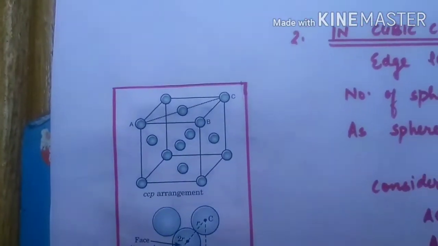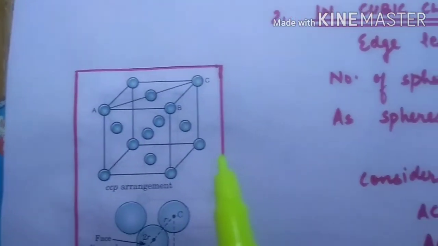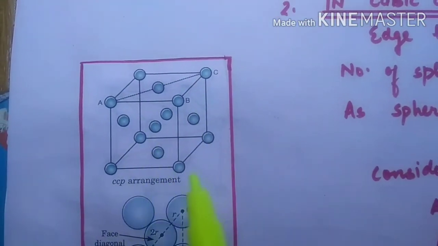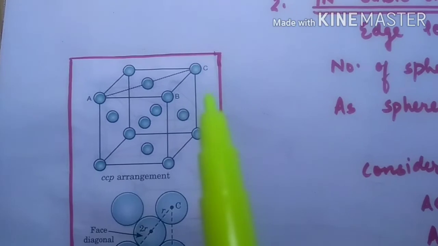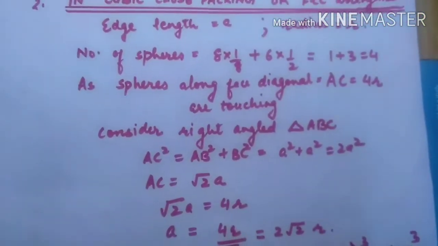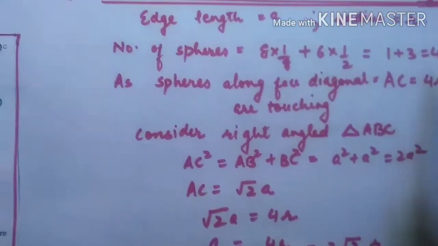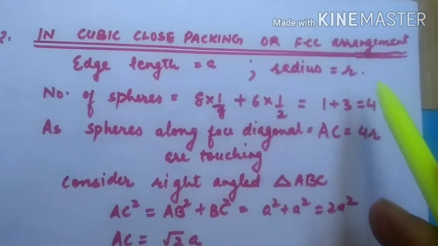Now in cubic close packing, or FCC arrangement, we will again assume the edge length of the unit cell to be a and the radius of the sphere to be r. In a face-centered cubic unit cell, you have atoms placed at the corners of the unit cell and in the center of the 6 faces. So to find the number of atoms per unit cell, you have 8 into 1 by 8 plus 6 into 1 by 2. So the number of spheres is 4.